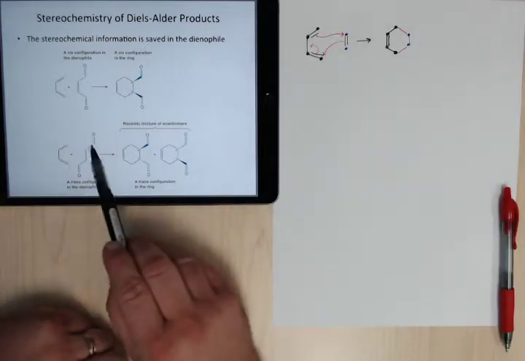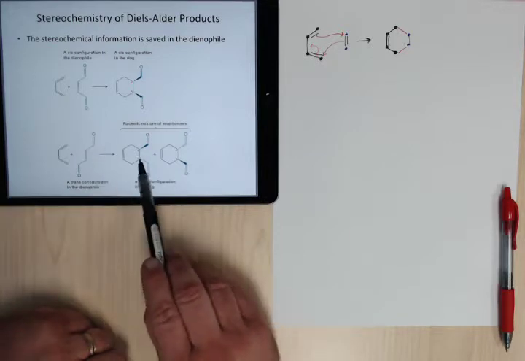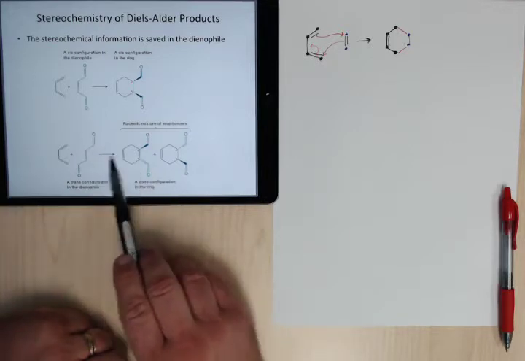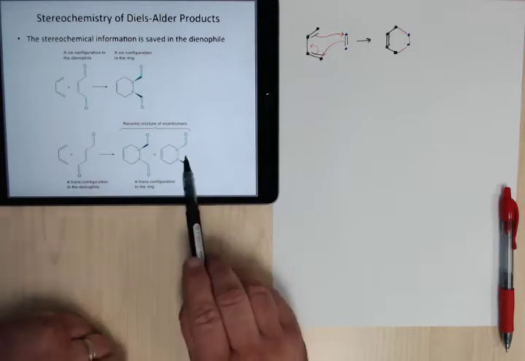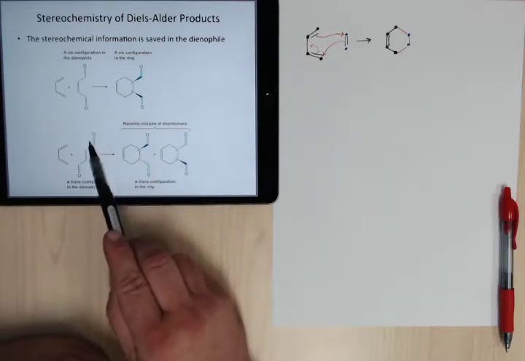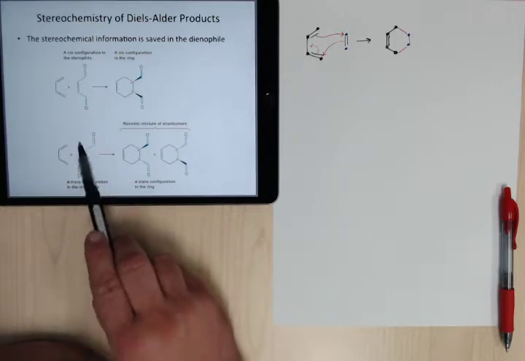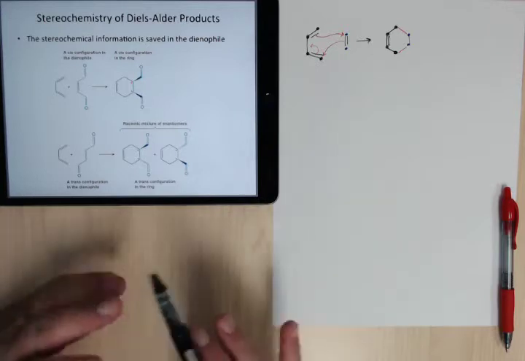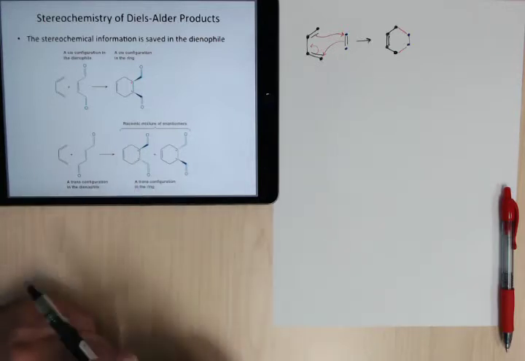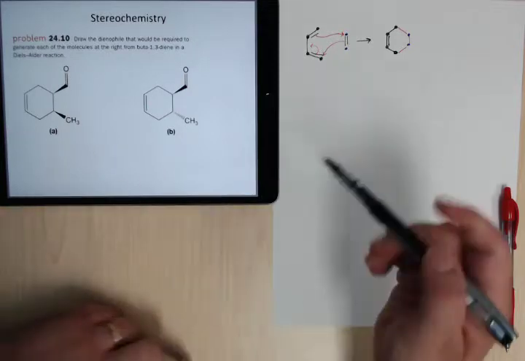But in this one, this side again, we're going to say these are going to be on wedges, so there's a wedge hydrogen here. That means this side is going to be a dash, or vice versa. So if you draw it like this, one of these is going to be on wedges, one of these is going to be on dashes. In this case, it doesn't matter which one you pick, as long as you're consistent.